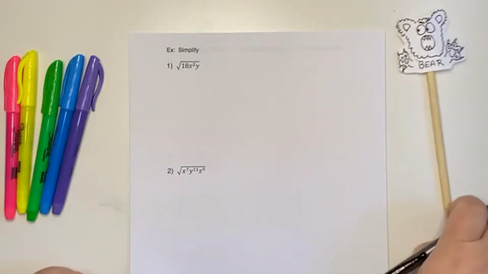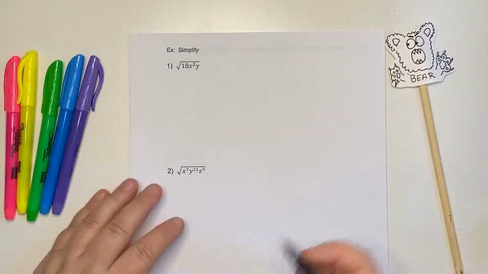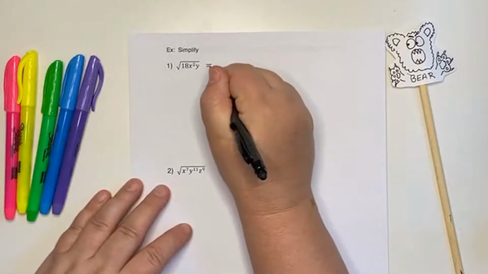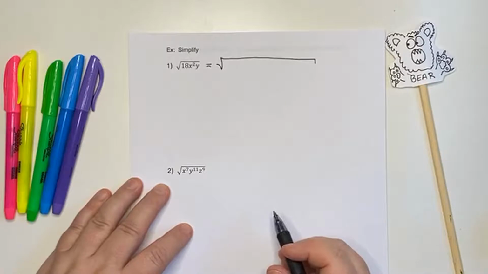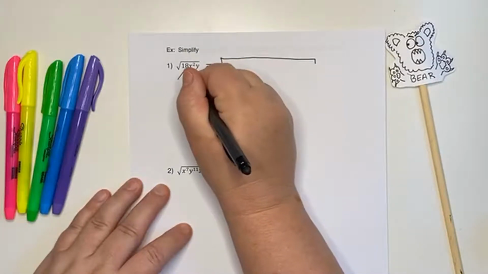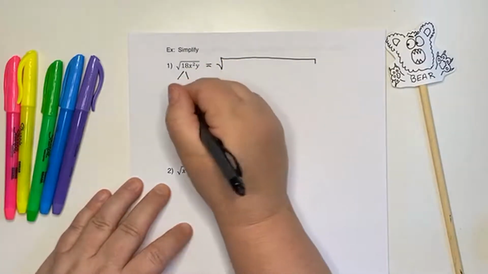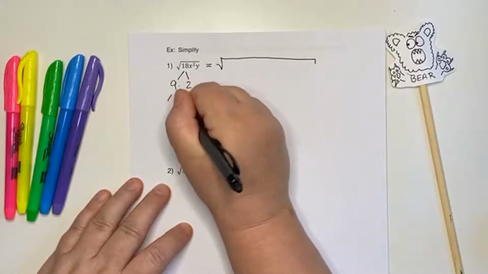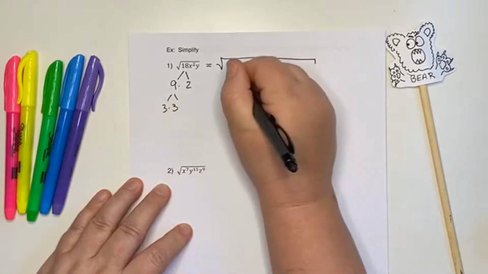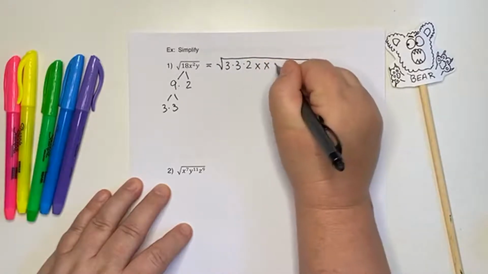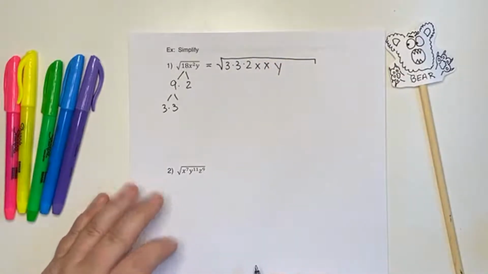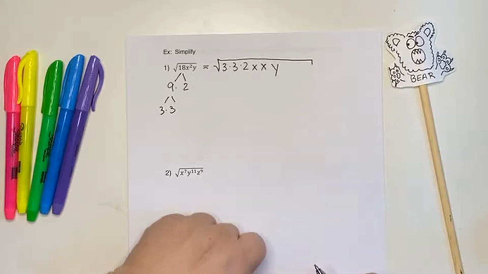So again, I'm going to use my bare math version of this, which is going to require that I write this out, give myself lots of space, and I have to factor 18, and I get 9 times 2, and 9 is 3 times 3, so I've got 3 times 3 times 2, and then I'm going to write out my x's, and then my y. I gave myself way too much space, but that's okay.